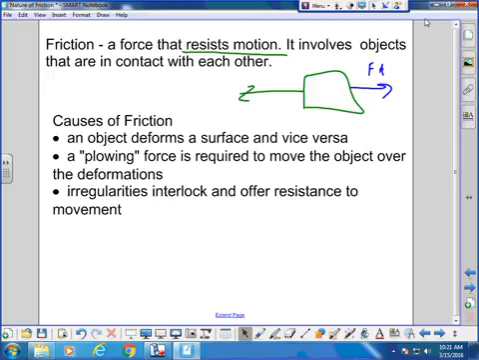An object deforms a surface and vice versa. There's actually some controversy about what causes friction, like what's actually happening at the molecular level.